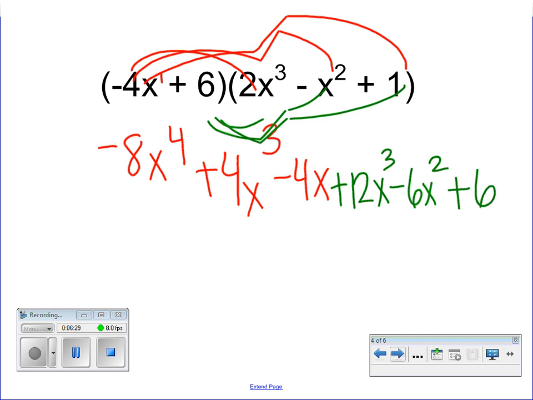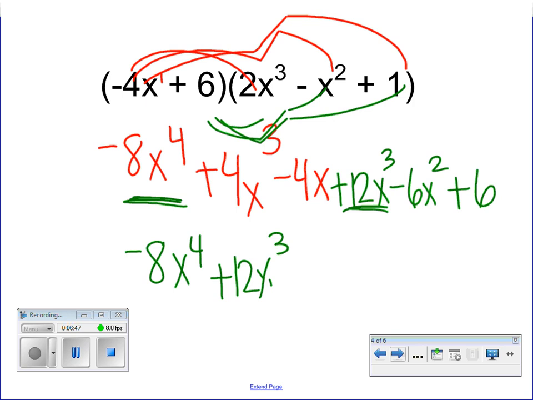Okay, you know what to do now. See what you can combine. Write it in standard form. I see my highest exponent is this x to the fourth. That's going to be what's written first. Then now I'm ready for my x to the third. I only see one x to the third here, so I have nothing to combine that one with. So I have plus 12x to the third.